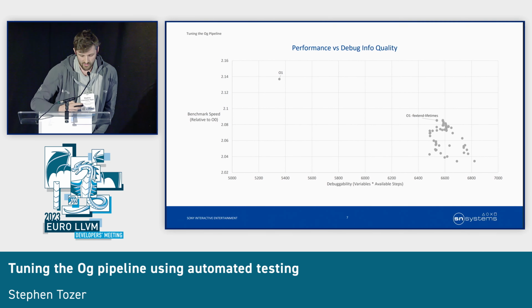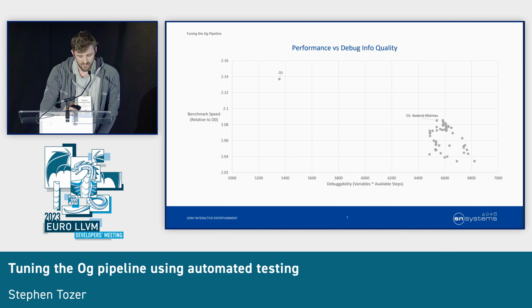For the first point of the results, though, I need to talk about the extend variable lifetimes flag. This is a flag that we've created and is currently under review, which inserts fake uses of local variables and parameters to extend their lifetimes through optimizations.